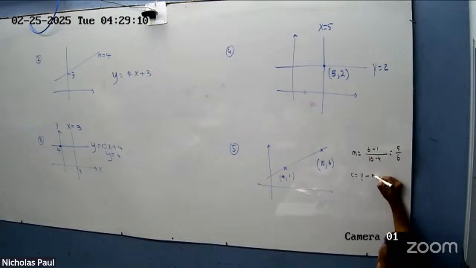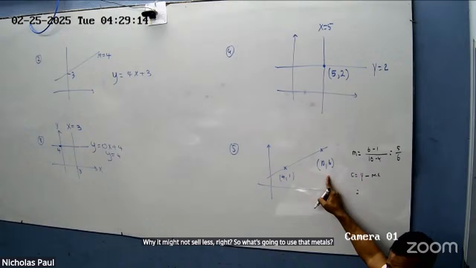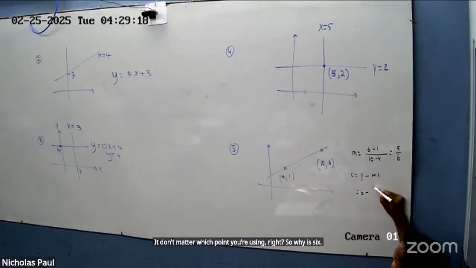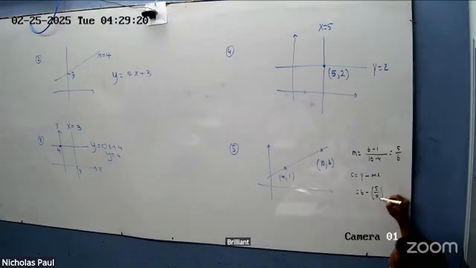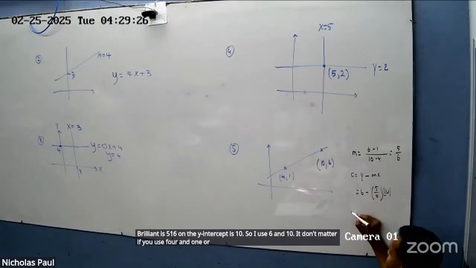It's y minus mx, right? So which point are you using? It doesn't matter which point you're using. Say y is 6, gradient is 5/6 and x is 10. So I use 6 and 10. It doesn't matter if you use (4, 1) or (6, 10). How much is that?